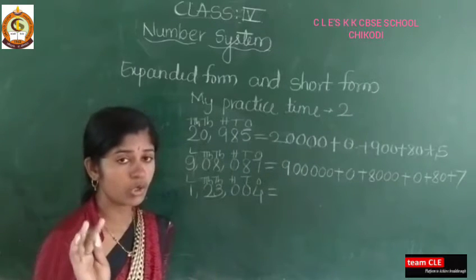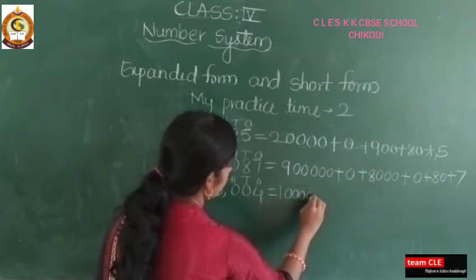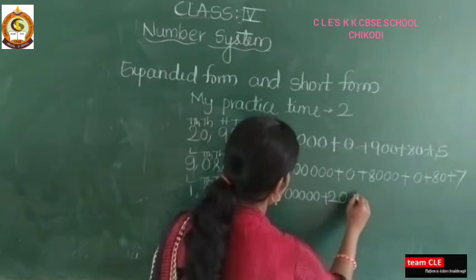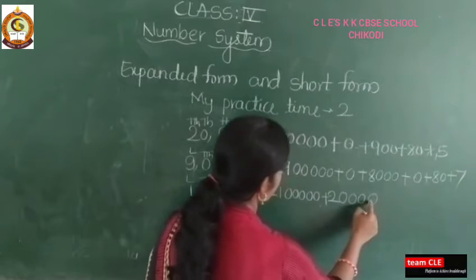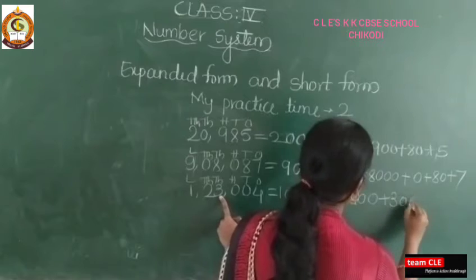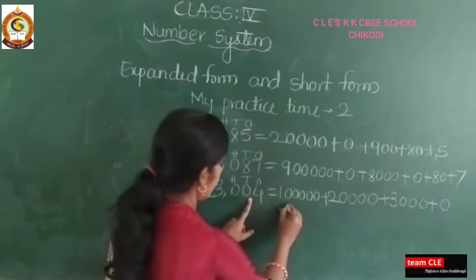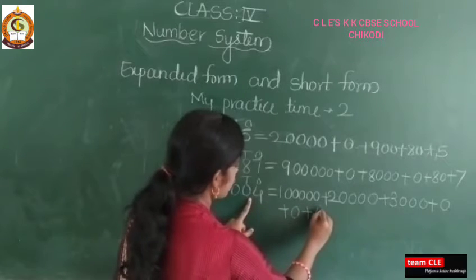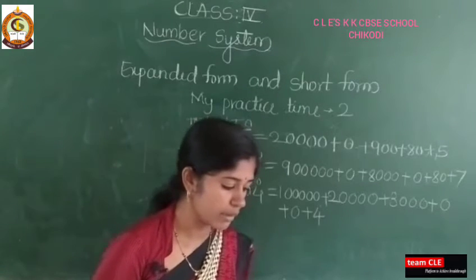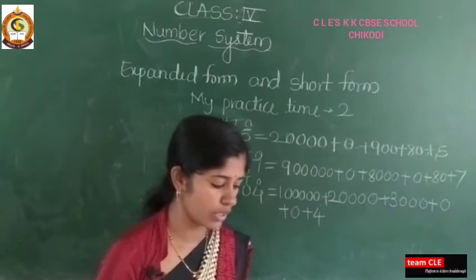In 1 lakh how many zeros are there? 5. So 1 you write here. 1, 2, 3, 4, 5. Next, 2 10,000s means right here 20,000. Here 5 zeros means here 4 zeros. 1s, 10s, 100, 1000, 10,000. 3,000s means right here 3,000. Next 0 hundreds means right here 0. Again 0 tens means 0. 4 ones means 4. So this is the way you are writing the expanded form of the number. Here 8 examples are there. Among them I have solved 3 and the remaining you do as homework.